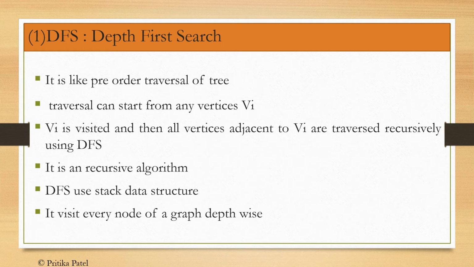In DFS, traversal can start from any vertex Vi, and Vi is visited, and then all vertices adjacent to Vi are traversed recursively using depth first search. DFS is a recursive algorithm. It uses the stack data structure. DFS visits every node of a graph depth wise. Right?